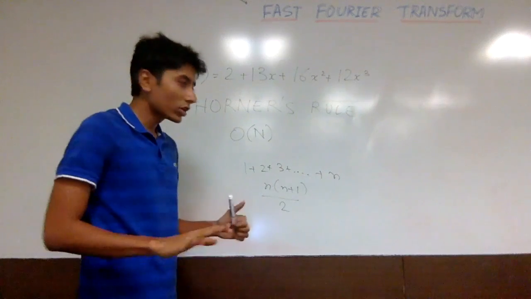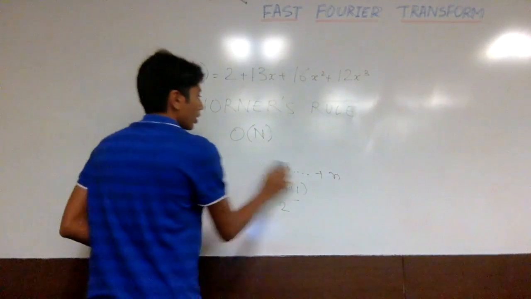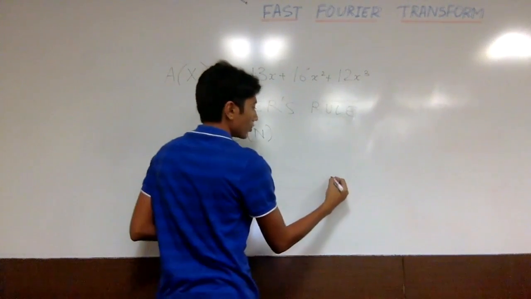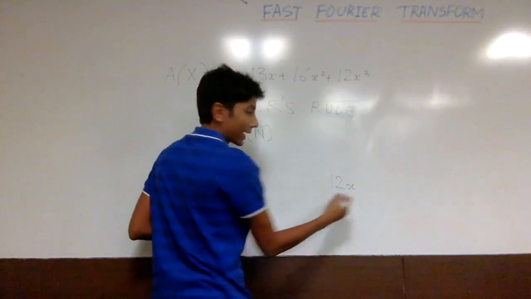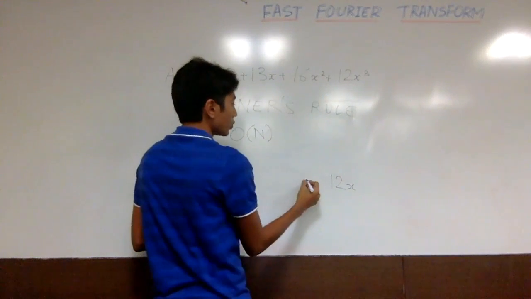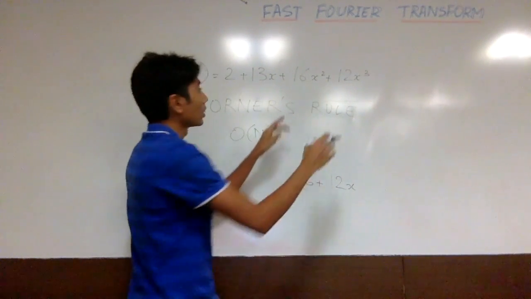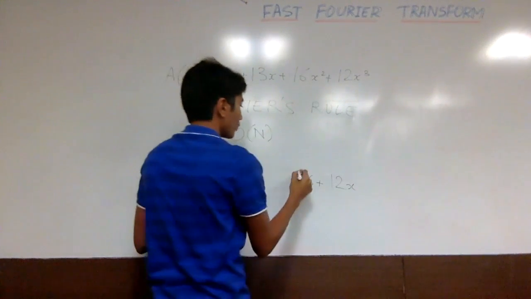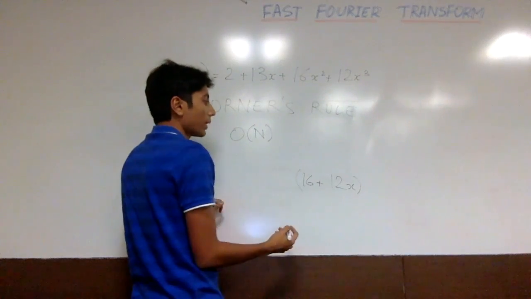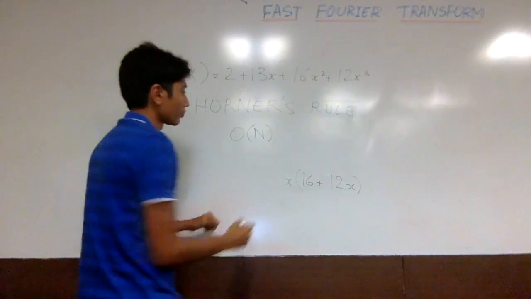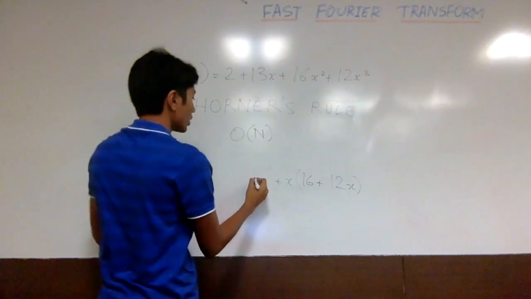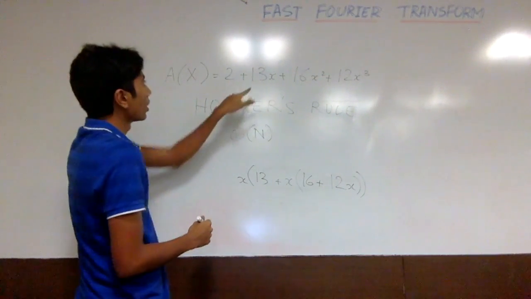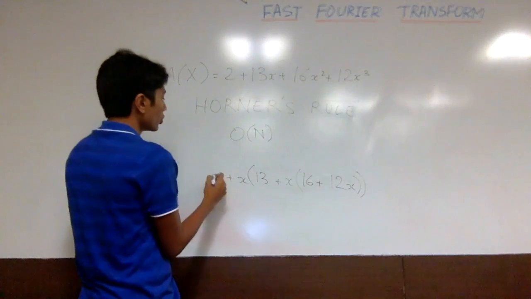You could use fast exponentiation, but let's not get into that. The simple Horner's rule does the job. Take this term 12 and multiply it by x. Now add 16 to it. So we are taking the last two terms and putting them together but removing the common term, x square. Now you multiply this by x and add the previous term 13 over here. Now you take the entire thing and multiply by x and then add 2 here.